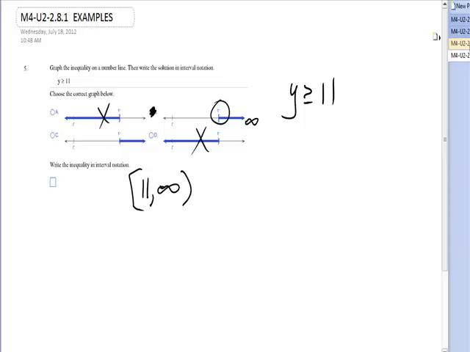All right, so now that you understand, I hope, the inequality, the number line graph, and the interval, the next lesson will be solving before we graph.